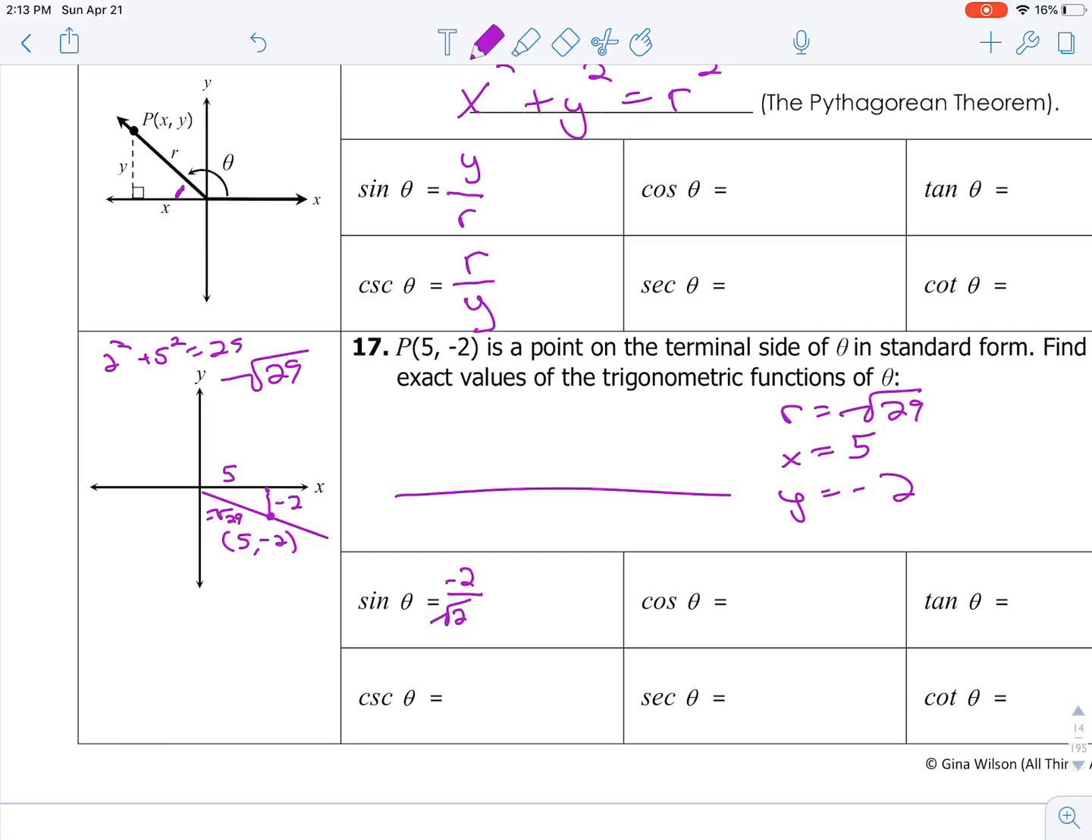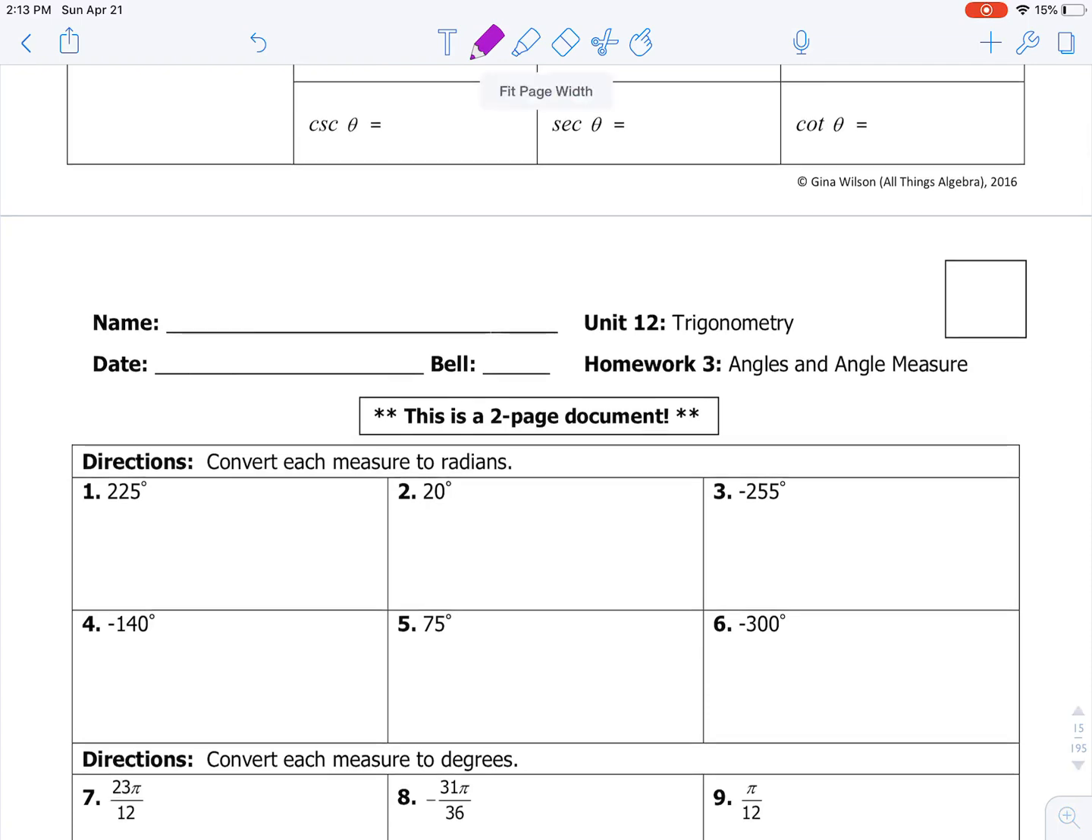Let's see if anyone remembers. You can't have a radical in the denominator. So the sine of theta in this case is negative 2 times the square root of 29 over 29. Okay? You'll be able to set up the rest of the ratios, I'm sure.